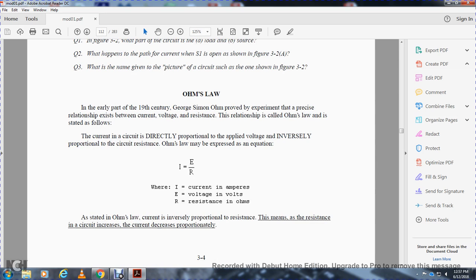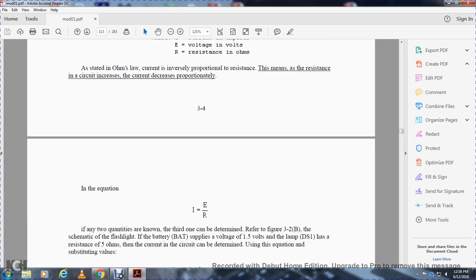As stated in Ohm's law, current is inversely proportional to resistance. This means that as the resistance in a circuit increases, the current decreases proportionally. In the equation I equals E over R, if two quantities are known, the third can be determined. Refer to figure 3.2B, the schematic of the flashlight, where the battery supplies a voltage of 1.5 volts and the lamp has a resistance of 5 ohms. Then the current in the circuit can be determined.